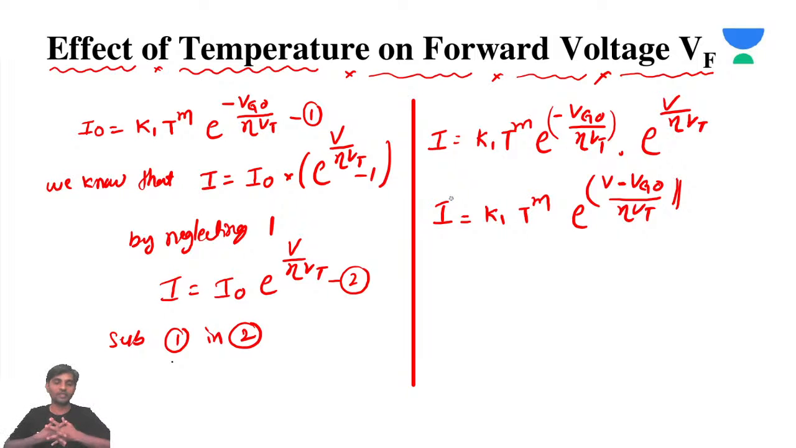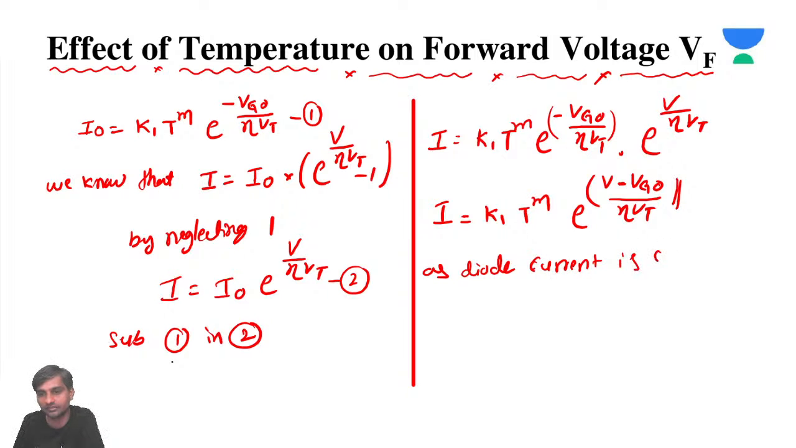Now what I have to do is, if the diode current is constant, what we are thinking is that the diode current is constant and the voltage is varying with respect to temperature. So dI by dT must be equal to 0. Yes or no? The diode current is constant, so dI by dT is going to be 0. Let's say this is equation number 3.